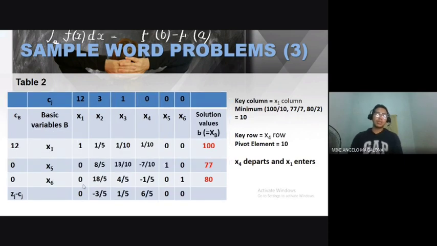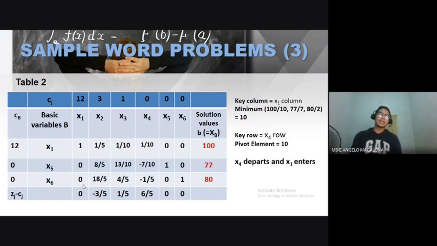In table 2, our key column is the x sub 1 column. The minimum of 100 over 10, 77 over 7, and 80 over 2 is equal to 10. Hence our key row is the x sub 4 row, and our pivot element is the 10. Hence, x sub 4 departs and x sub 1 enters. So the values here in table 2 are now changed.